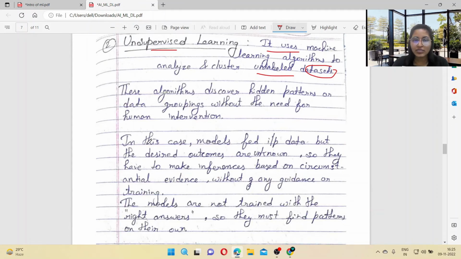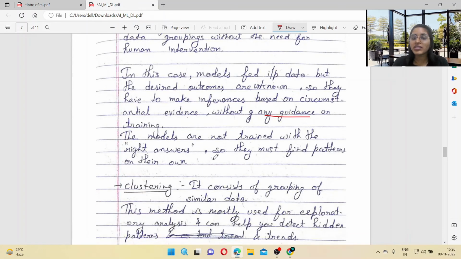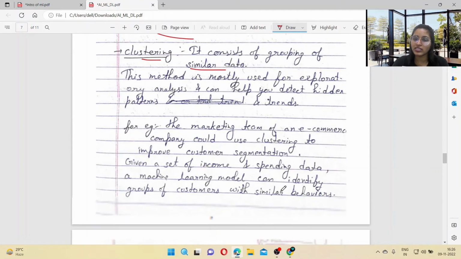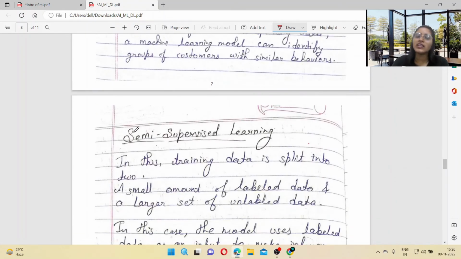So let's read these points. In this case, the model is fed input data, but the desired outcomes are unknown. So it has to make inferences based on circumstantial evidence without any guidance or training. Without any guidance, there is no supervision, so that's why it is called unsupervised learning. The models are not trained with the right answer, so they must find the patterns on their own. They find similar patterns and form clusters. And what is clustering? It consists of grouping similar data. Similar data forms a single cluster.